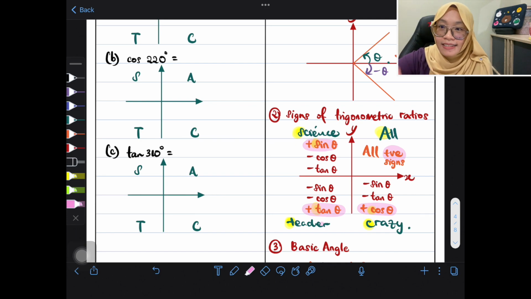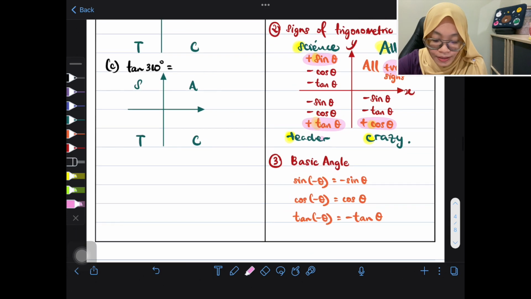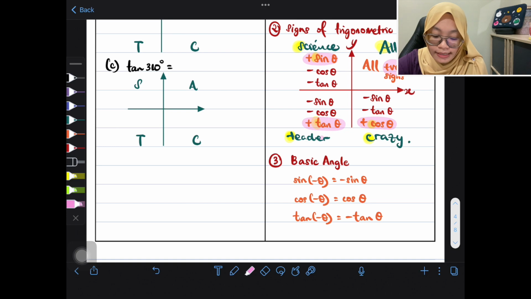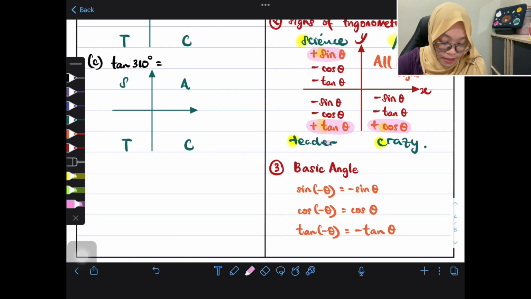Okay. So now basic angle dekat sini setakat ni kamu hanya perlu hafal sahaja. Kalau saya ada waktu yang lebih, saya boleh explain. Tapi for now, just remember that whenever you see sine negative theta, okay, it is equal to negative sine theta. You tak percaya, you masukkanlah apa-apa nilai dan you tekanlah calculator. Bila you tekan calculator, they are actually equal to each other.